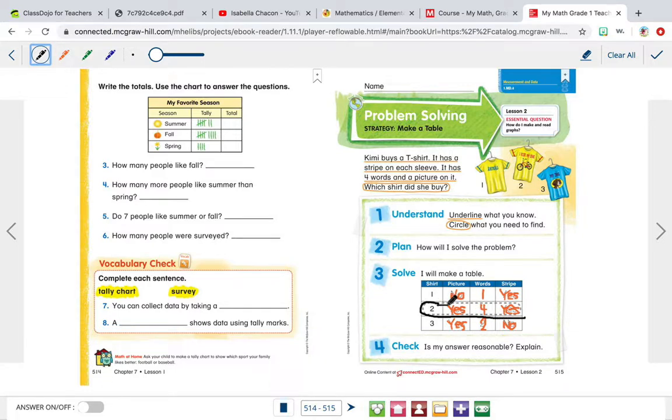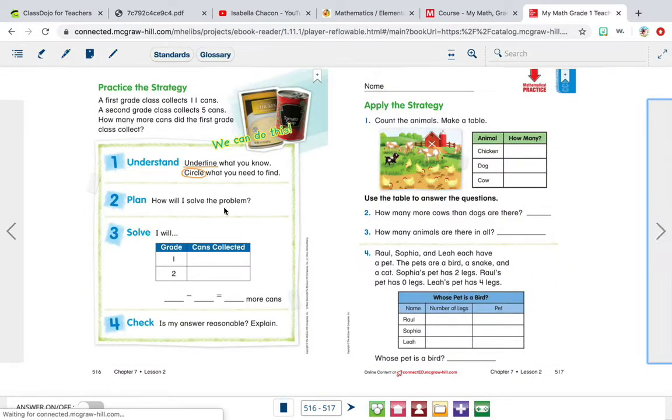And that's how we problem solve with a table. A table is so much easier than just doing it all in your head, because now you can see yes, no, and the numbers. So it's a lot easier to do. So let's go to the next page.